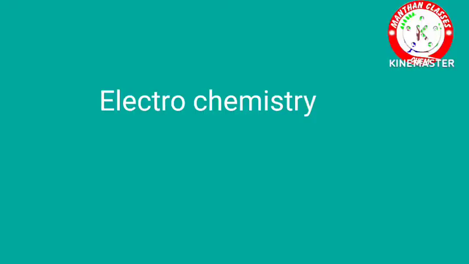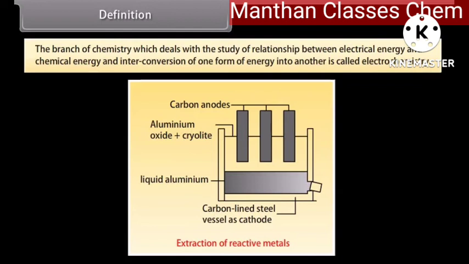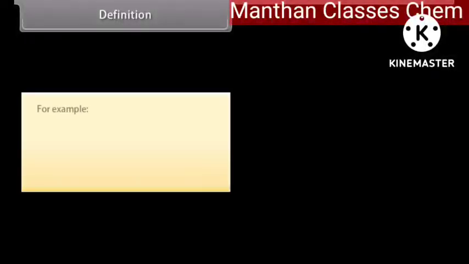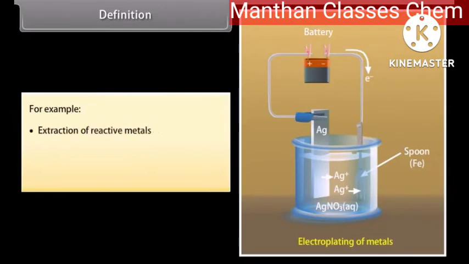Definition: the branch of chemistry which deals with the study of relationship between electrical energy and chemical energy and interconversion of one form of energy into another is called electrochemistry. Large number of chemical transformations and industrial processes are based on electrochemistry. For example, extraction of reactive metals, purification of metals, and electroplating of metals.